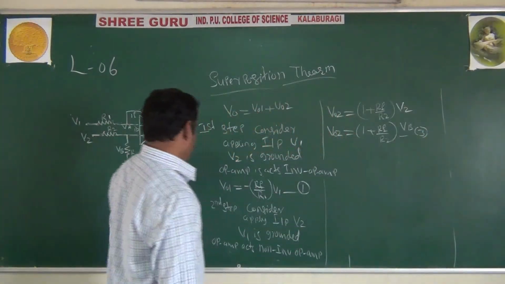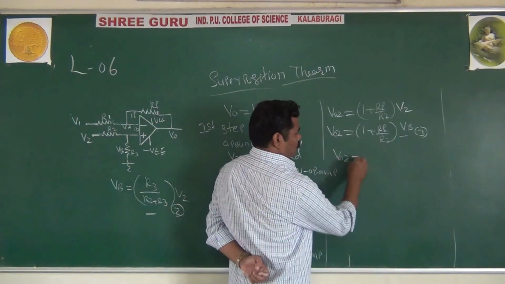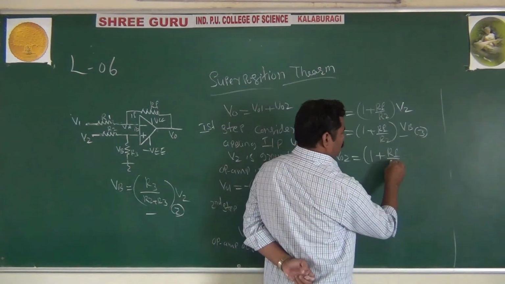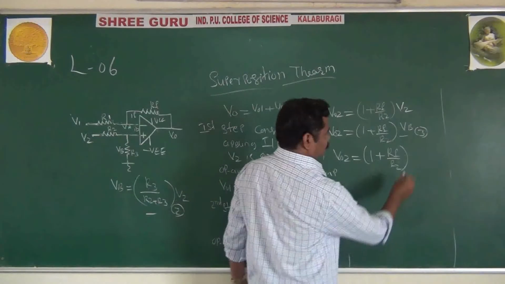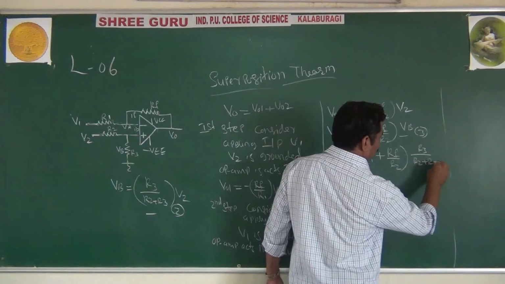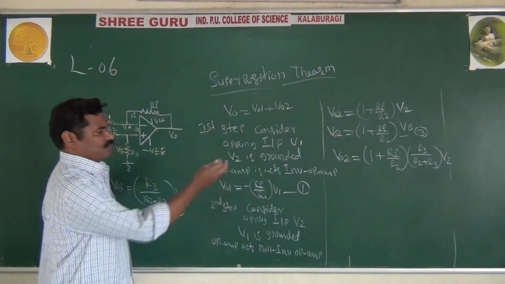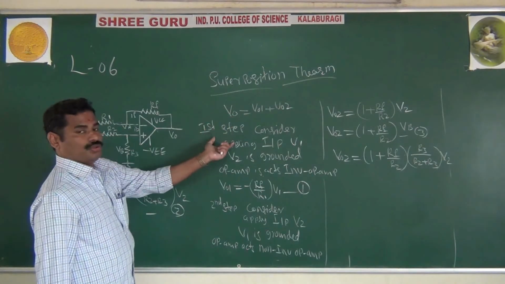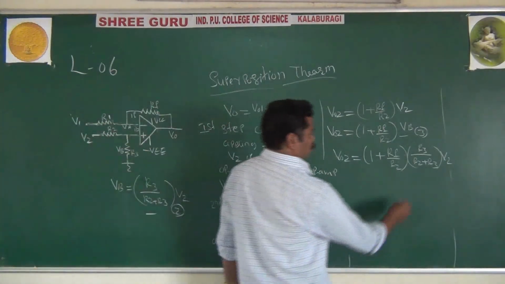Now substitute equation 2 in 3, it becomes V02 equal to 1 plus Rf by R2, and in place of VB you can write R3 by R2 plus R3 into V2. You can simplify it, and now you have to consider the total output voltage. The total output voltage is nothing but V01 plus V02. This is nothing but equation number 4.